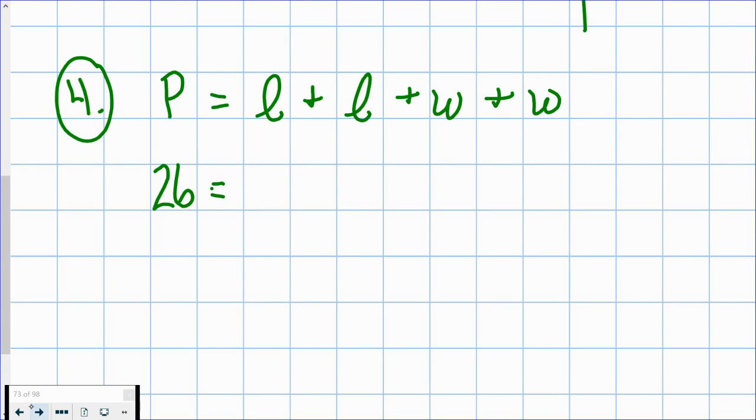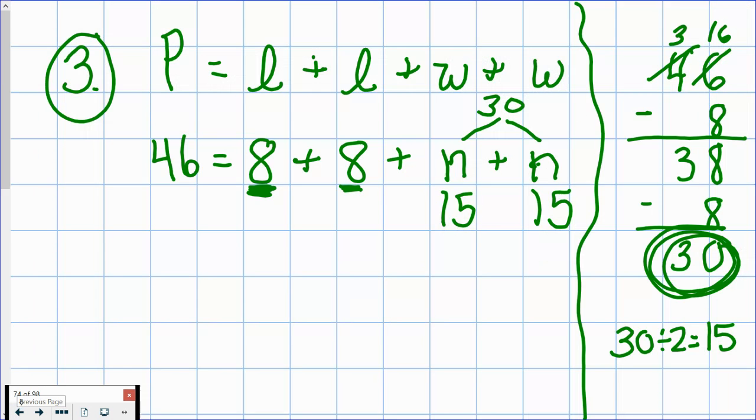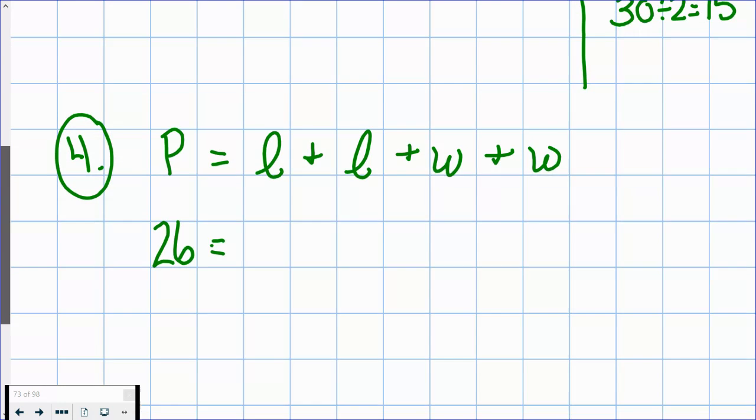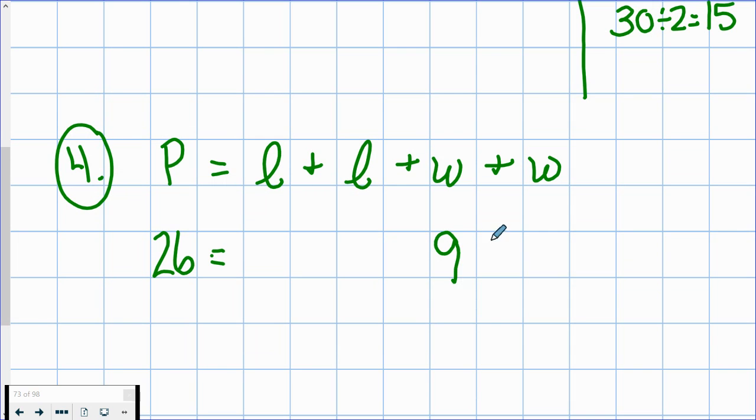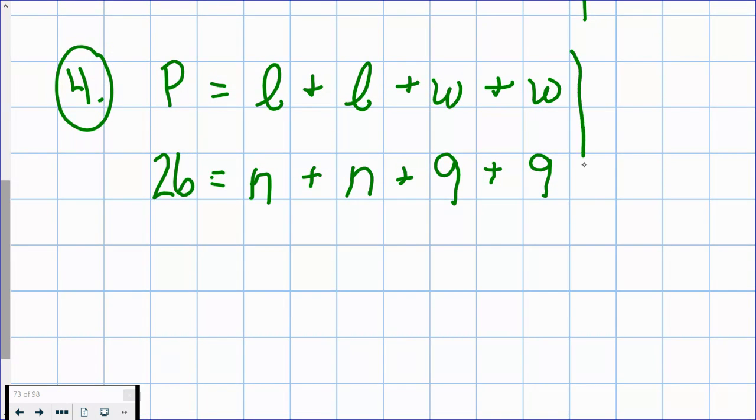Let's think about what else we know. We also know the width is 9 centimeters. So in our formula, under both of the W's for width, we're going to fill in 9. We don't know the length. Now the math book is calling that n. So instead of L for length, I'm going to fill that in as n. This is the same situation as what we did in number 3. We're going to use the inverse operation.